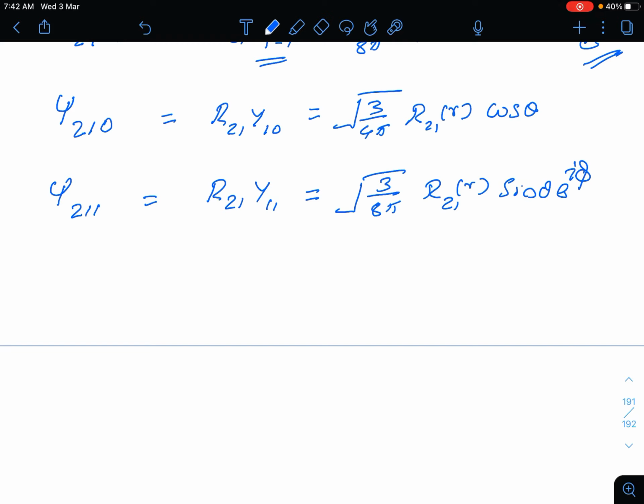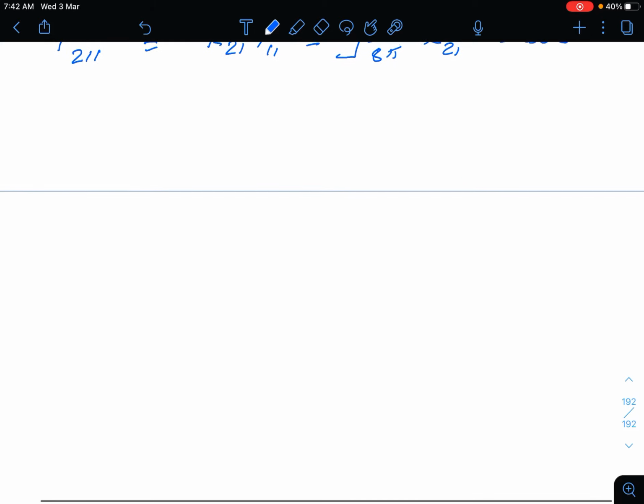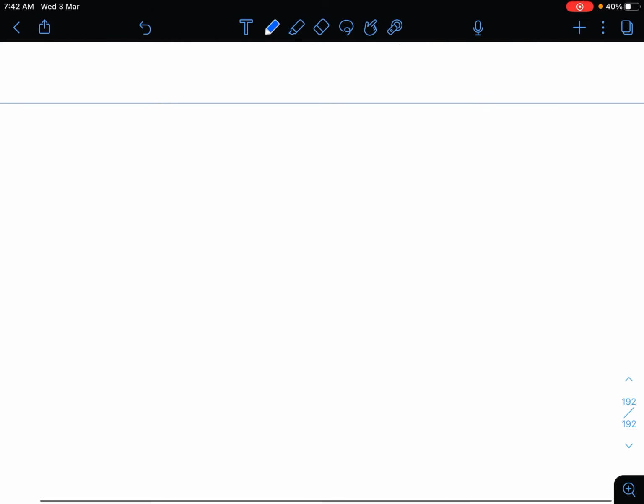Differences, let me check. Okay, let me try to write it in a compact form, otherwise it's going to be a very lengthy one. So, okay, let's write it. How to write? Okay, let's write it. Let's try drawing it like this.